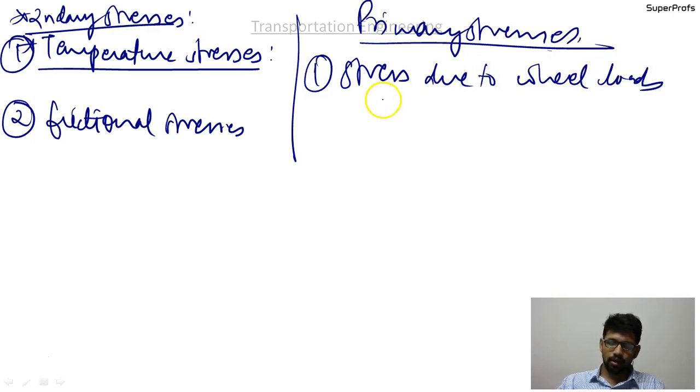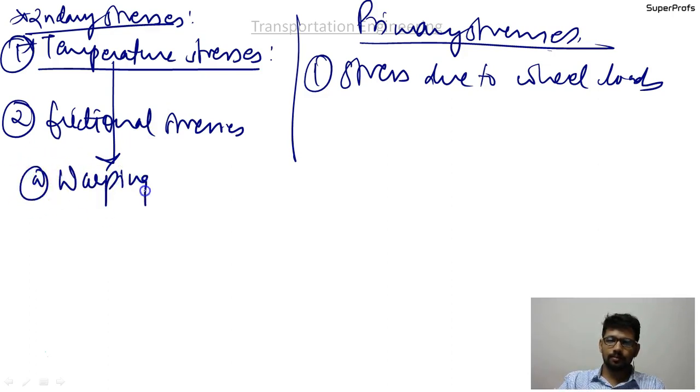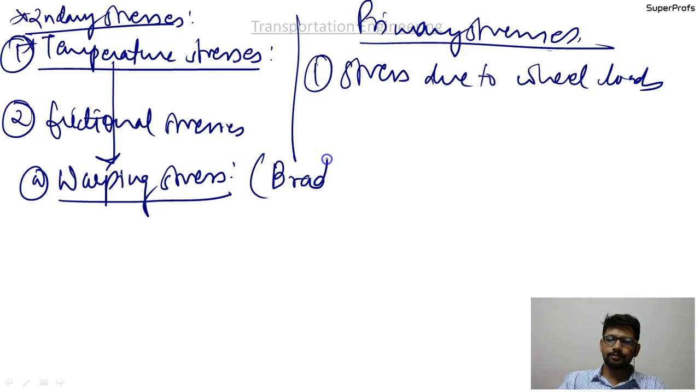Okay, so as far as temperature stresses are concerned, now we are going to discuss the temperature stresses, and the first is the warping stress. Warping stress was analyzed by Bradbury, a very important and famous name.